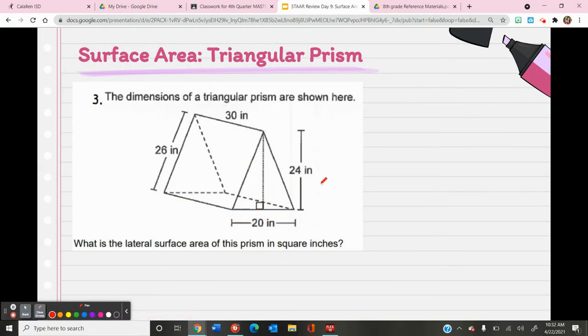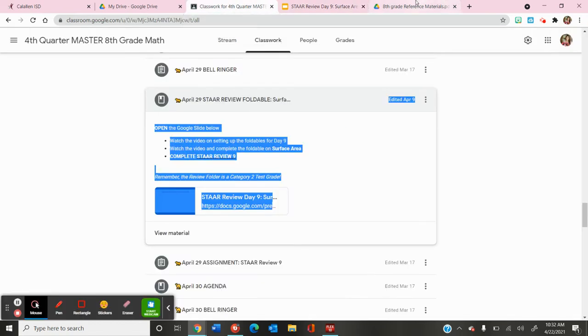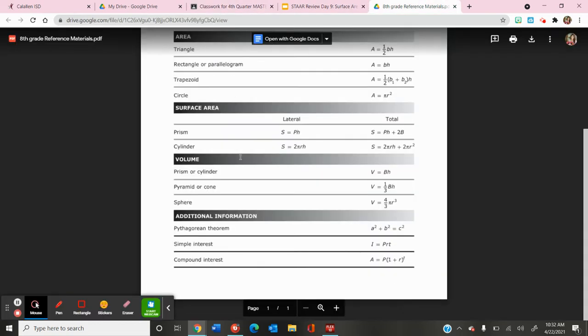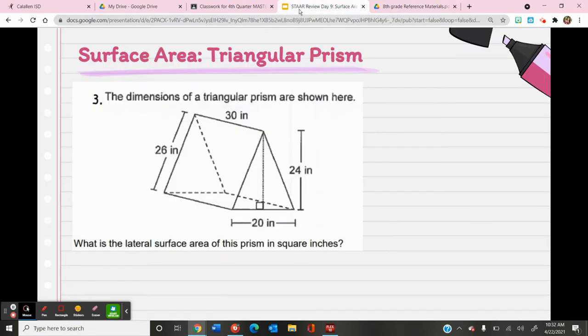For number 3, it says the dimensions of a triangular prism are shown here. What is the lateral surface area of this prism in square inches? Again, I need to find the formula for the lateral surface area of a prism, which is S equals pH. I'm going to write LSA for lateral surface area of a prism. So here again, it was S equals pH.